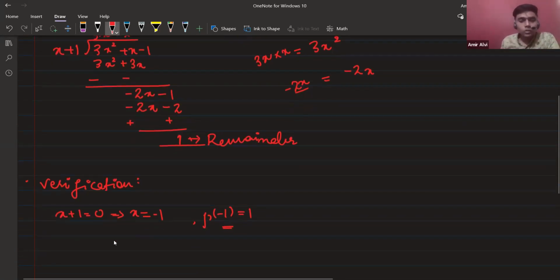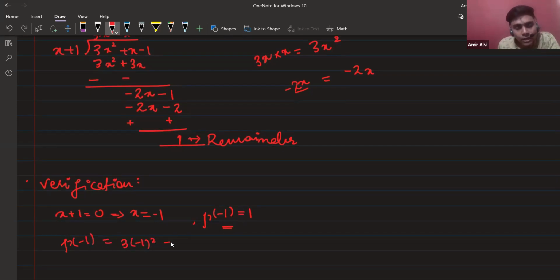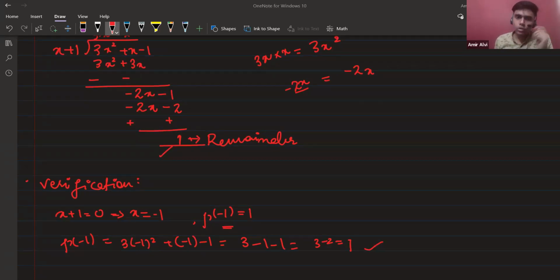So put the value of x as minus 1 in the polynomial. 3 times minus 1 square plus minus 1 minus 1. So it is 3 because the power is even. So it will be positive 3 minus 1 minus 1, which is 3 minus 2 equals 1. So now you are getting 1, which means that you have done the division correctly. Yes or no?